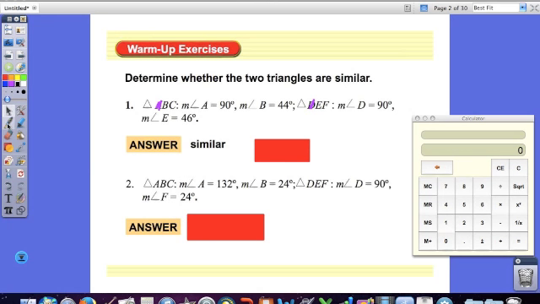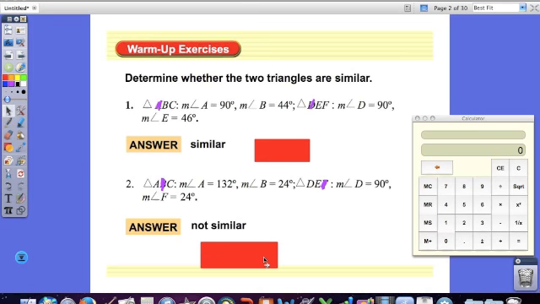In the second problem, A is 132 degrees, B is 24, D is 90, F is 24. So even though F is 24 and B is 24, since D is 90, E is not going to be 132. You're going to have more than 180 degrees there, so they are not similar.